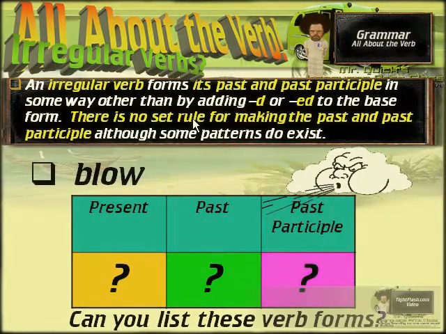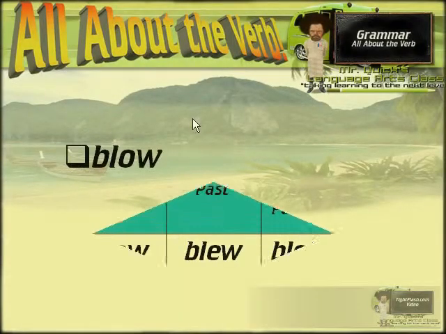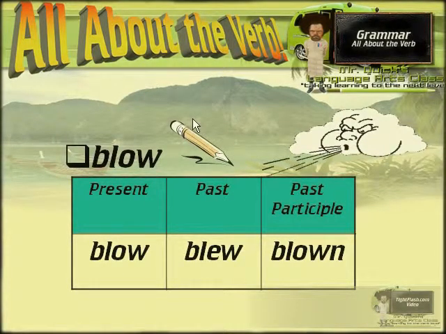Okay, let's take the irregular verb blow. We can't just add an -ed at the end of blow and have the past form of blow. The present, of course, stays the same. But when you talk about the past, you can't say blowed. And when you talk about the past participle, you also can't just add something to the end. So we have to make a new word. And I know you already know what the new word is: blow, blew, blown. Okay, so you know that.